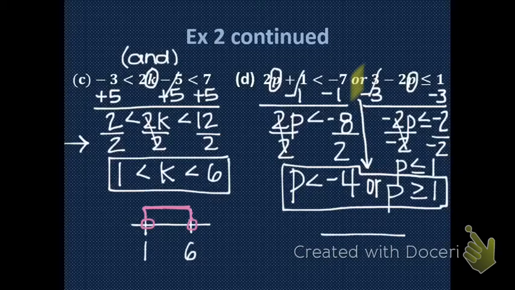Now let's graph. What number goes to the left? -4. And what number goes to the right? 1. Circle on -4. Open. And circle on 1. Closed. Arrow from -4. Left, because P is less than -4. And arrow from the right. To the right, because P is greater than or equal to 1. Again, 2 separate inequalities. Graphs should be going in 2 separate or different directions. And that is lesson 2.5.